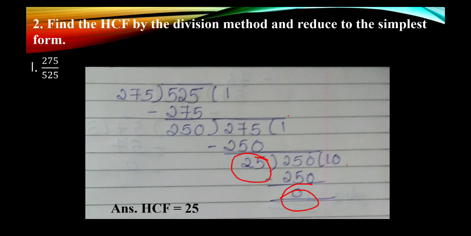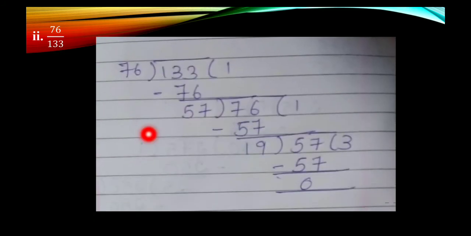Shall we solve one more sum? It's very simple. Don't get confused. Okay, one more sum. 76 and 133. So what is the first thing you have to remember? I will divide the bigger number by the smaller number. So I'll write the bigger number inside. 133 divided by 76. Normally we write the quotient up, but here we will write it on the side. So 76 ones are 76, and when I subtract, we get 57.